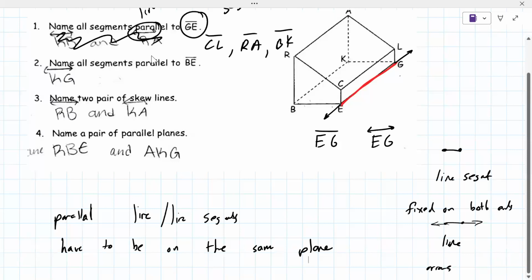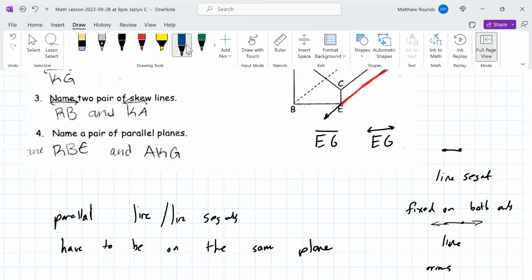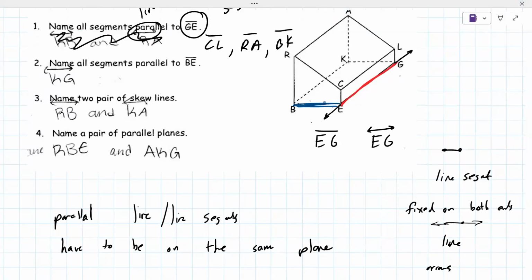All right, name all segments parallel to BE. So BE is down here. Let's see, there's BE. So KG is correct, and that is the only one. Got it. All right, now it has to be with the single, without the arrows.